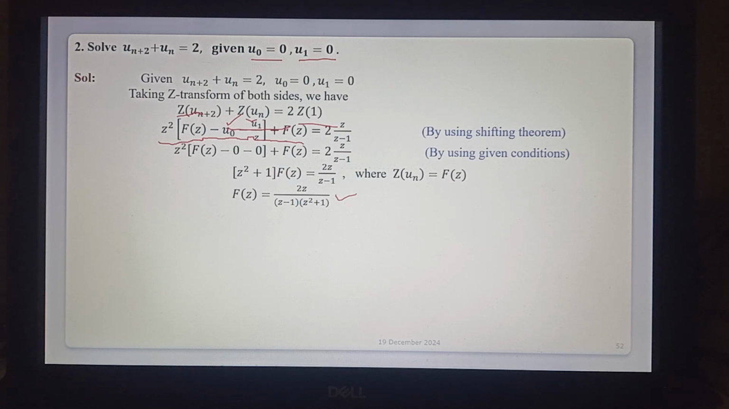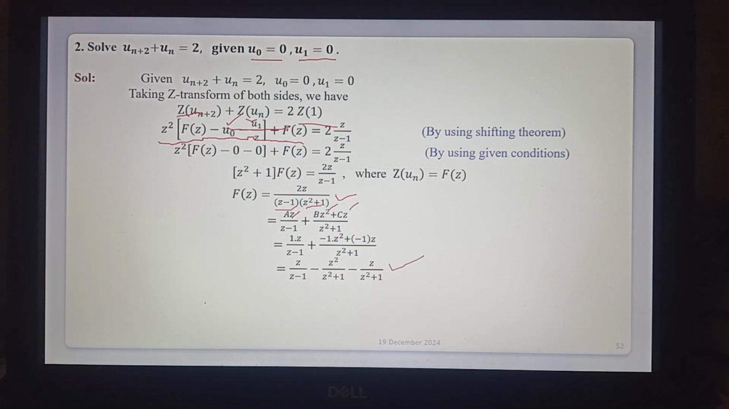Then applying the inverse z transform. By using partial fractions, the first one is a real factor, so that is a by z minus 1, plus z square plus 1 is imaginary, there is no real factor, so that is bz plus c by z square plus 1. Now putting z in the numerator, now finding the a, b, c values here. A is equal to 1, b is equal to minus 1, c is equal to minus 1. So that is z by z minus 1 plus minus z square minus z by z square plus 1. So there is the separation here.